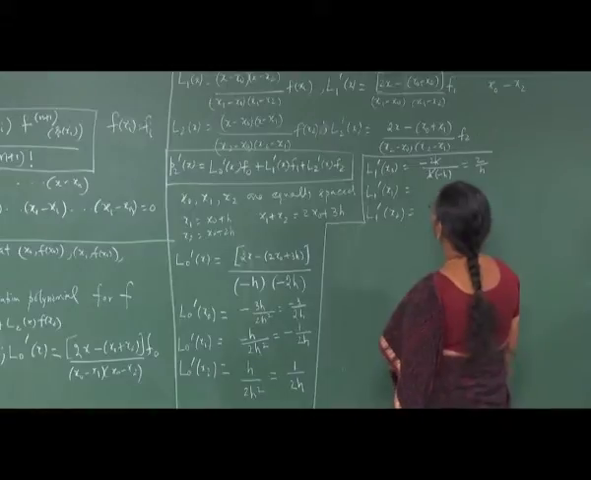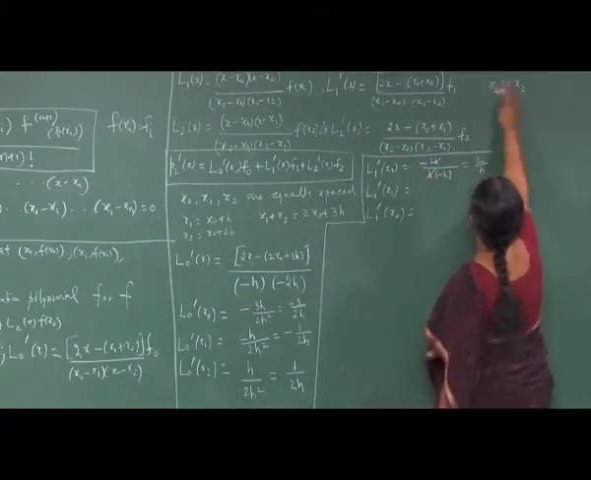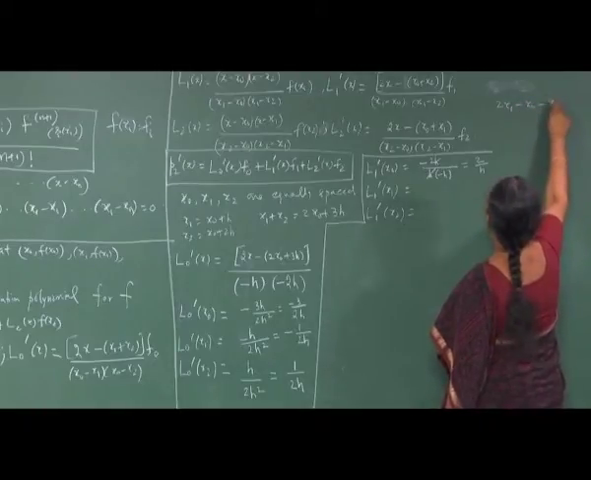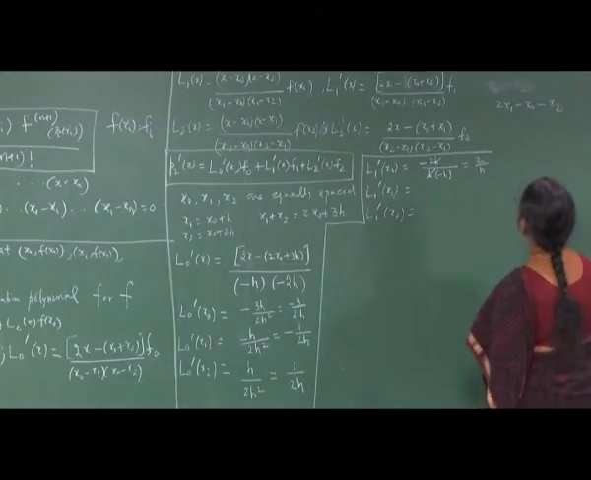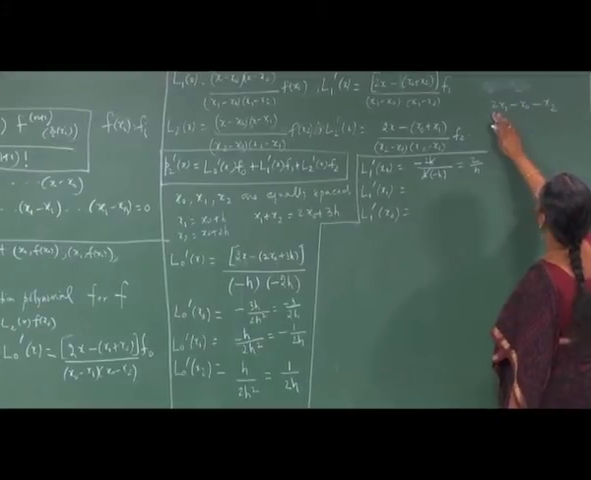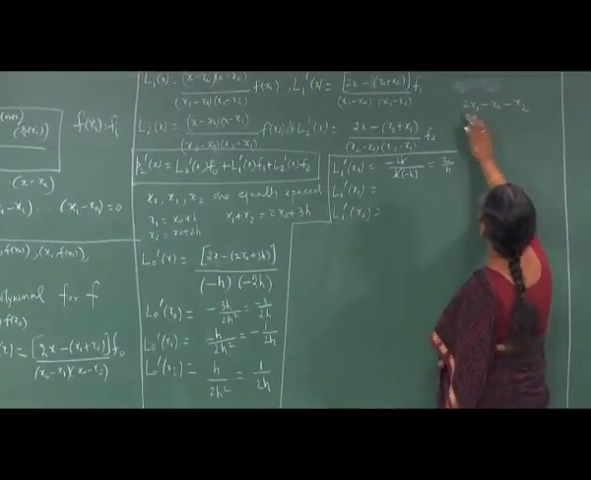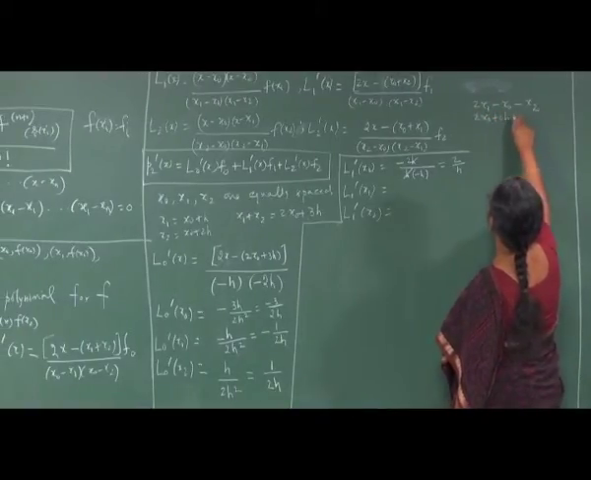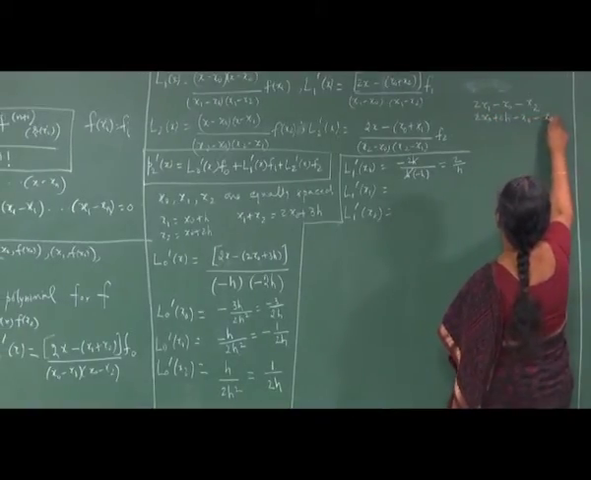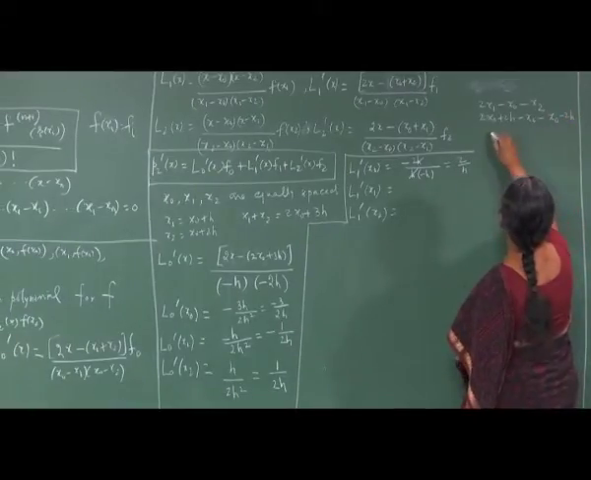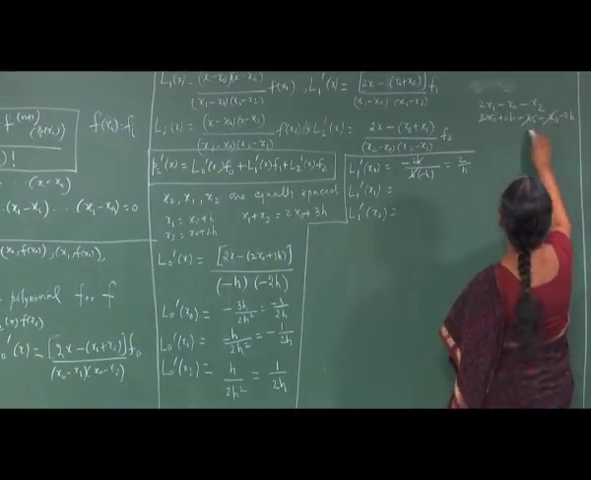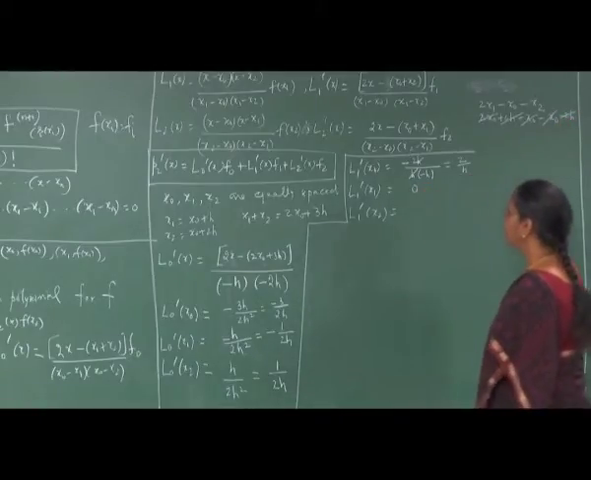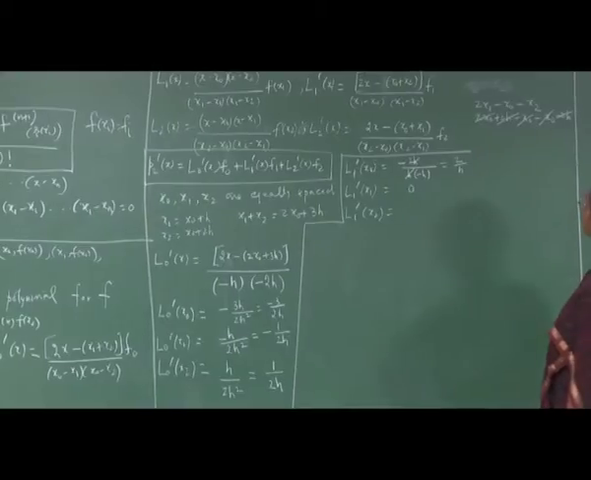What about L1 dashed at x1? It will be 2x1 minus x naught minus x2, so 2x1 is 2x naught plus 2h, minus x naught minus x naught minus 2h. So, 2x naught cancels, 2h cancels. The numerator is 0. So, L1 dashed at x1 is 0.